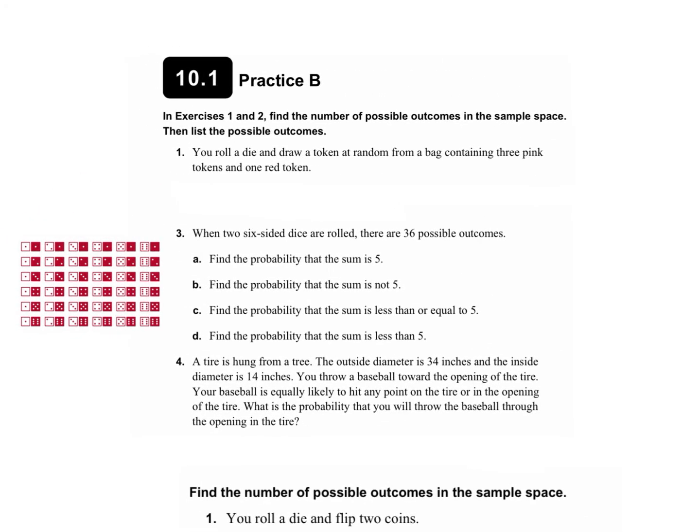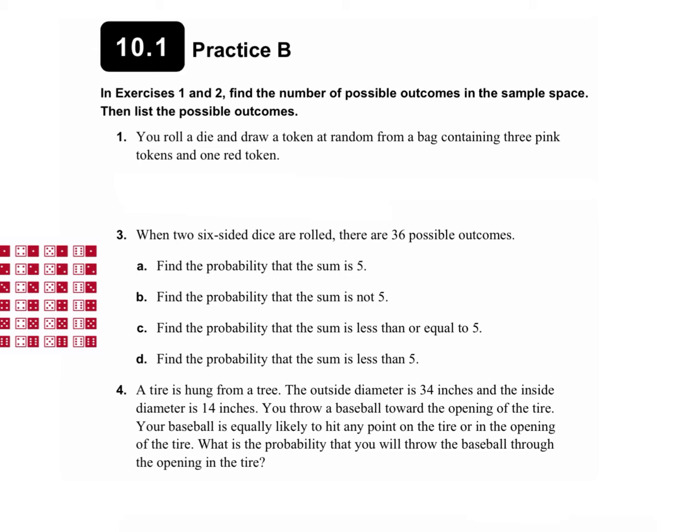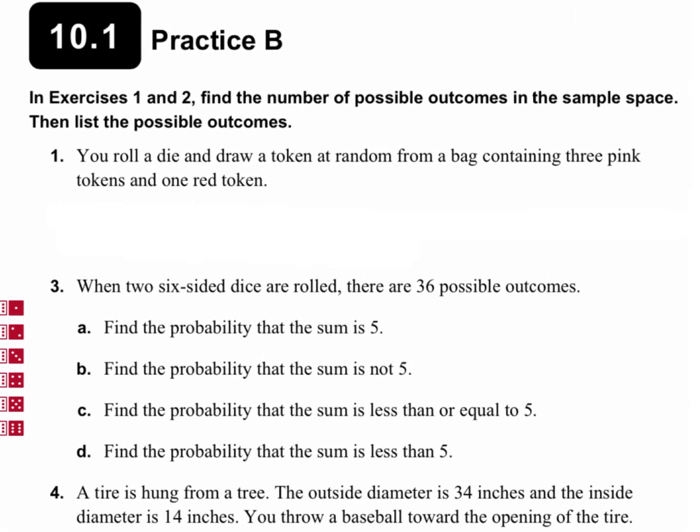So again, we're sticking with 10.1, just more questions on finding the possible outcomes. You roll a die and draw a token at random from a bag containing 3 pink tokens and 1 red token. So we roll a die. There's 6 possible outcomes when we roll a die. And then when we draw a token from the bag, it could be one of the 3 pink ones or the red one. So that would be 4 total. So we have 6 times 4, which would be 24.